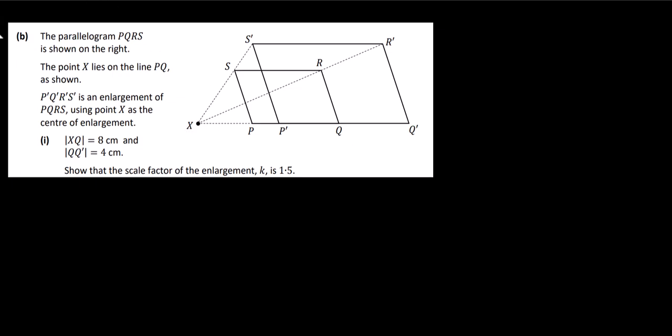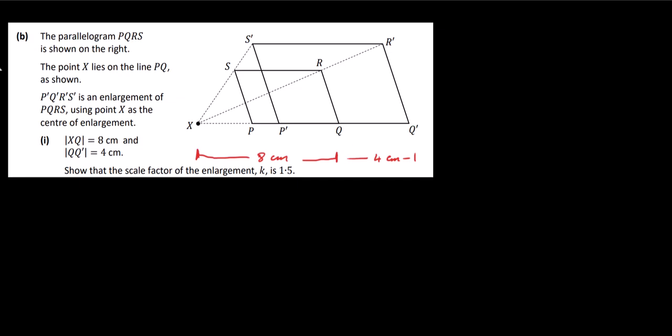So they give us some measurements here. The distance from X to Q is 8, so this distance here is 8 centimeters. That's the distance from here to here. The distance from Q to Q dash is 4, so the distance from here is 4 centimeters from Q to Q dash. Show that the scale factor of the enlargement k is 1.5.